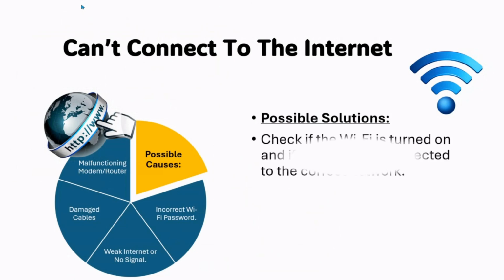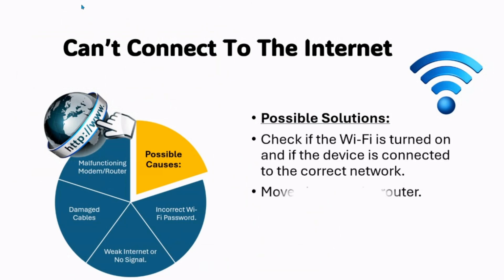So, these are some solutions. So, check if the Wi-Fi is turned on. That's on your device. So, you check your phone or you check your computer to ensure that the Wi-Fi is turned on and that the device is connected to the correct network. So, you're connected to the correct Wi-Fi. You can also move closer to the router if you're experiencing a weak signal, and you can check the cables to see if they are damaged.